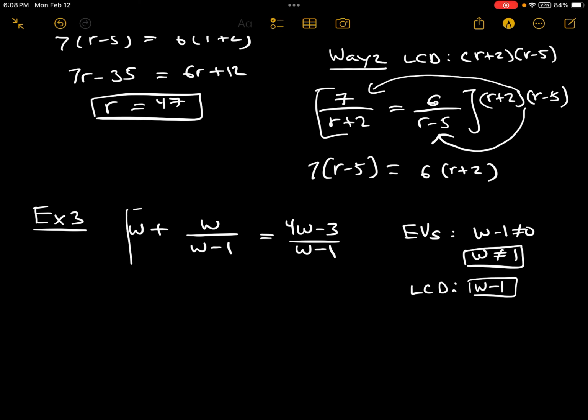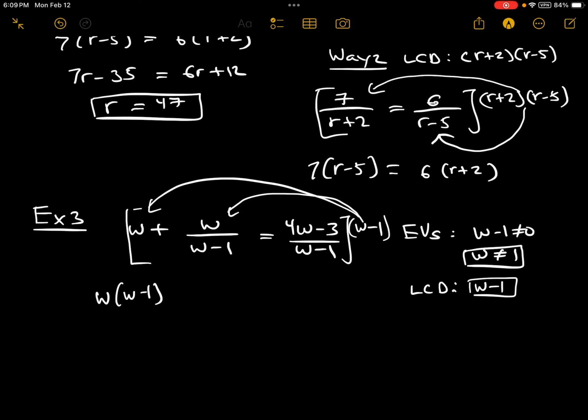If you multiply W minus 1 times this first term right here, it's just W times W minus 1. If you multiply W minus 1 to the second term over here, notice the W minus 1's will cancel out. You're just left with a single W. And last but not least, if you multiply W minus 1 into this term, the W minus 1's will cancel out right there on the top and the bottom. You're just going to get 4W minus 3.